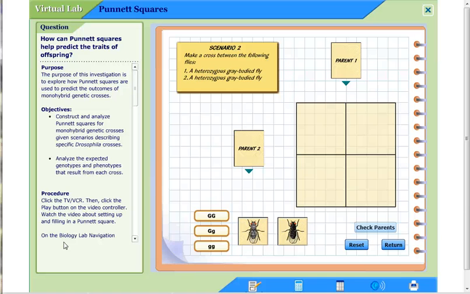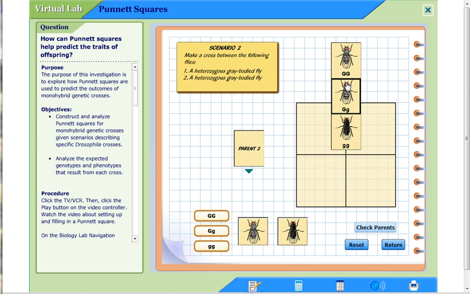Okay, let's do another example. Here's scenario 2. Make a cross between the following flies: a heterozygous gray-bodied fly and another heterozygous gray-bodied fly. If you watch the video in the beginning, which I hope you do, it'll make this a lot easier for you. You'll find out, from the information in the front of this lab, that the gray body for the fly is dominant.